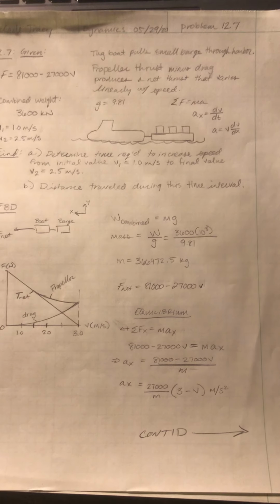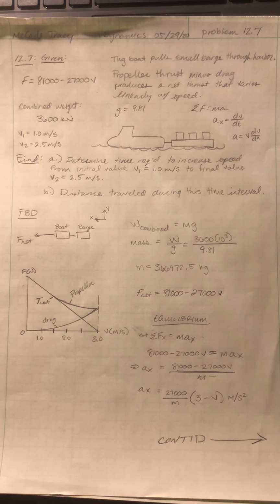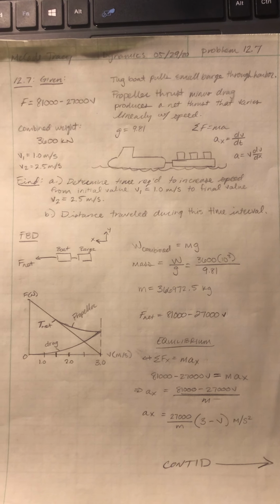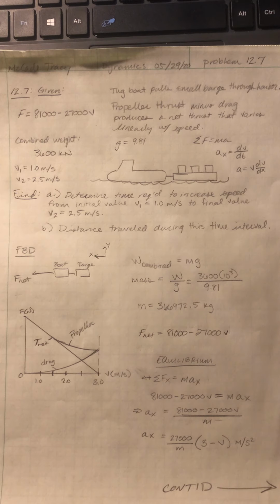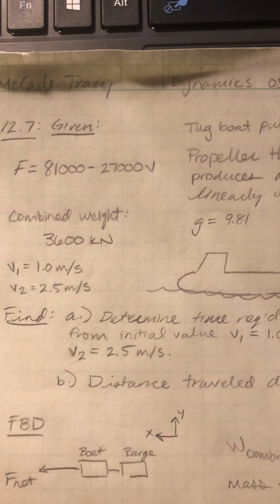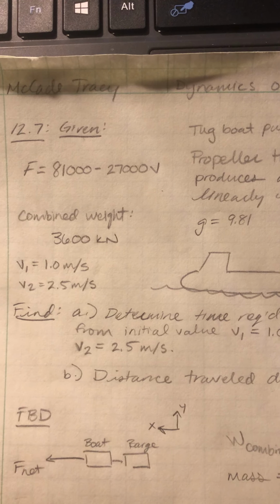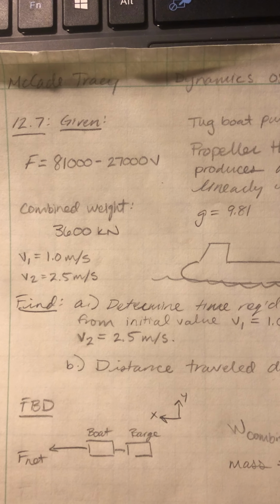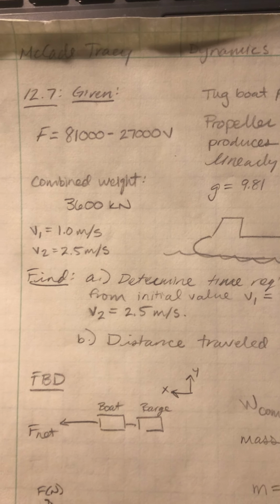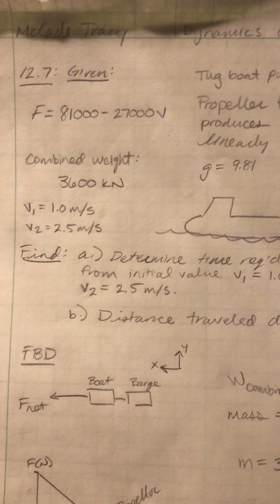This is Chapter 12 of Dynamics. We are continuing with Kinematics. So in this first question, we have a tugboat that is pulling a small barge, and we are given the force function of F equals 81,000 minus 27,000 times velocity. Combined weight of 3,600 kilonewtons, and the two velocities of 1 meter per second and 2.5 meters per second.